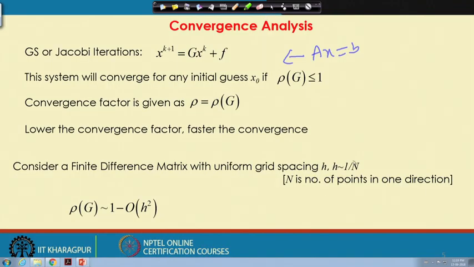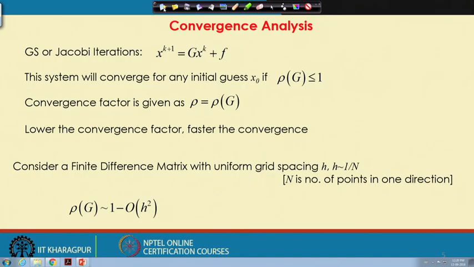Because h is 1 by n, if n is high, this value is small. If n is high, this value 1 minus 1 by n square is also high, and if n is small, this value is small, so it converges first.